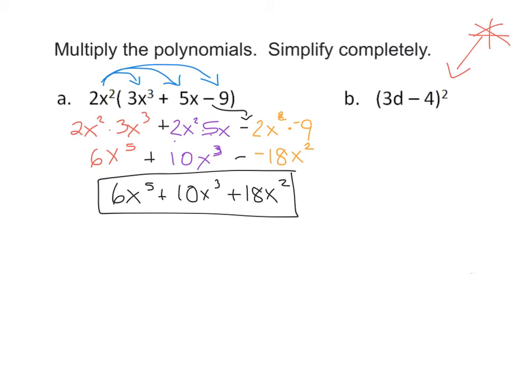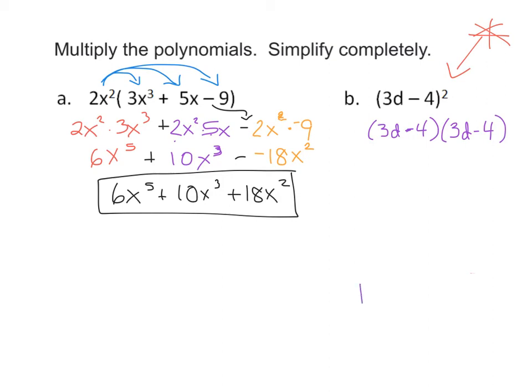What does it mean if I square something? It means that I multiply it by itself. So if I take 3d minus 4, and think about multiplying it by itself, I would multiply it by 3d minus 4. How do I multiply 3d minus 4 times 3d minus 4?